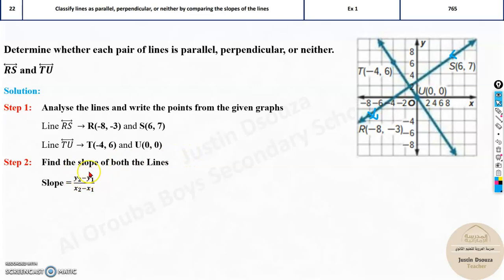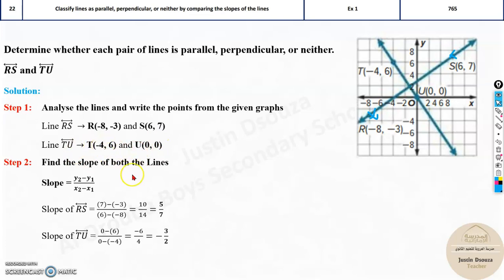Use the slope formula y2 minus y1 divided by x2 minus x1. Substitute x1, y1, x2, y2. Put it in the formula. 7 minus of minus 3 divided by 6 minus of minus 8. The answer is 5 by 7. Now TU, what's going to happen? 0 minus 6 divided by 0 minus of minus 4, which is minus 3 by 2. Okay, the slopes are not same because they are not parallel.